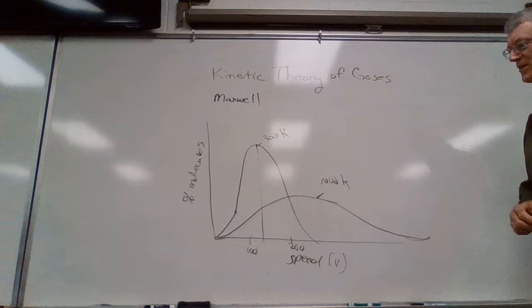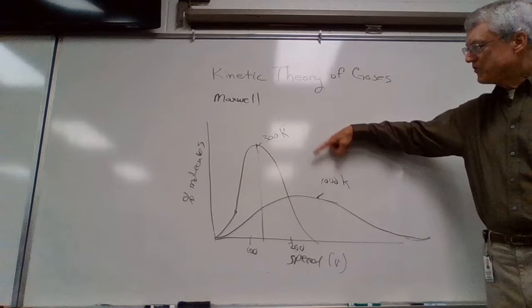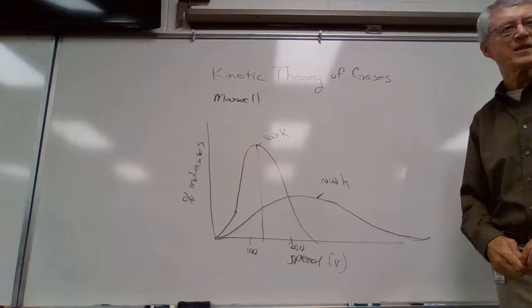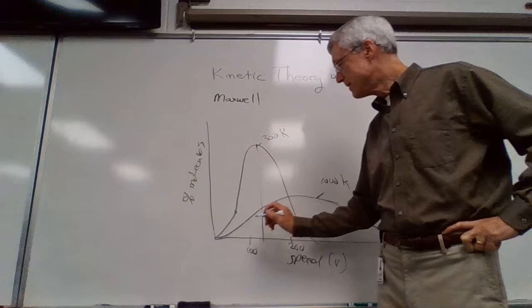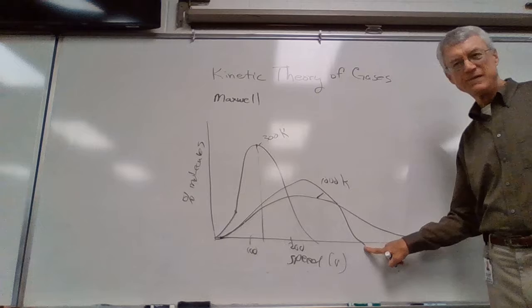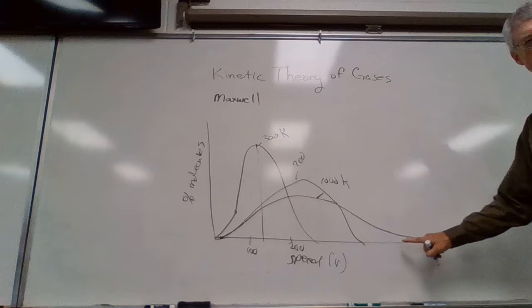What would you think the curve would look like if I said, well, we'll draw the curve for 700 kelvins? Something between 300 and 1,000. The curve is still going to start way down here, but what would it do? Would it go lower? Higher? Would it go higher than that? Higher than 1,000. It would go higher than that, but it would drop sooner down here, because at 700, you're not going to have as high speeds because it's not as hot.